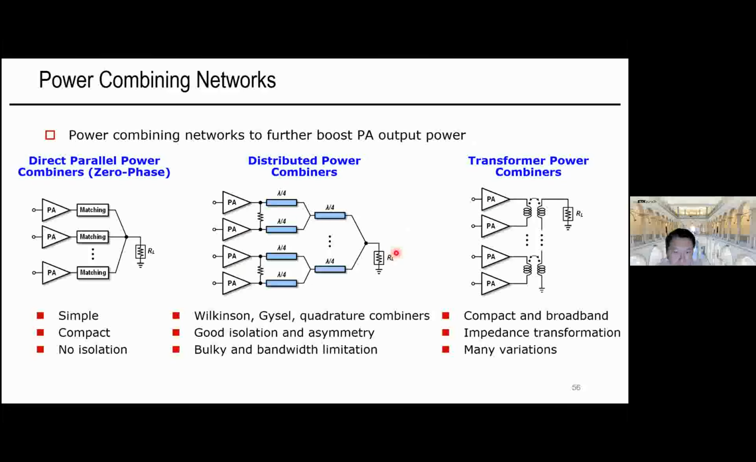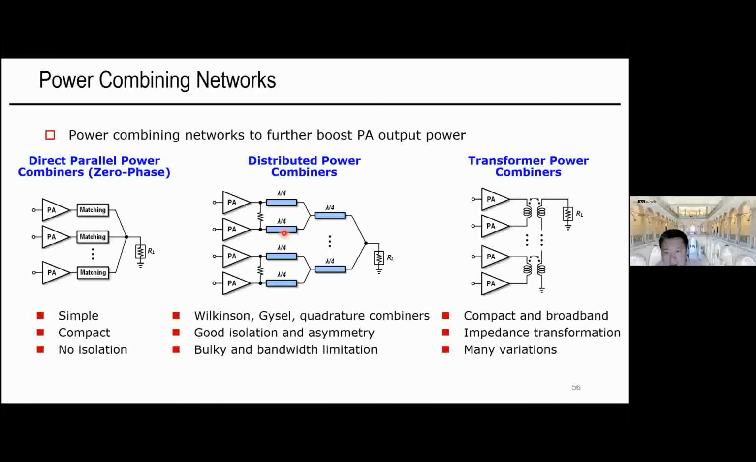To further boost the PA output power, we know that in many cases impedance transformation is not enough. We have to have some kind of power combining, right? We just have to combine the output power from multiple PA devices. Typically the different power combining techniques can be divided into 3 categories. The first one is direct parallel power combining, sometimes called zero phase power combining, but they are all the same thing. It is simple and compact, but typically it does not offer a lot of isolation among the amplifiers, right? So that's the advantage and also the disadvantage.